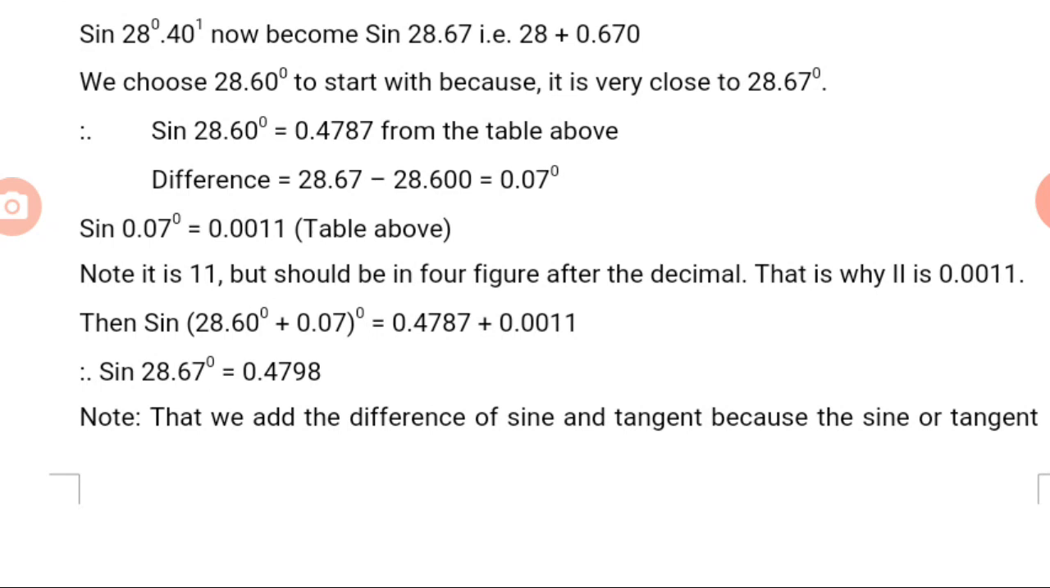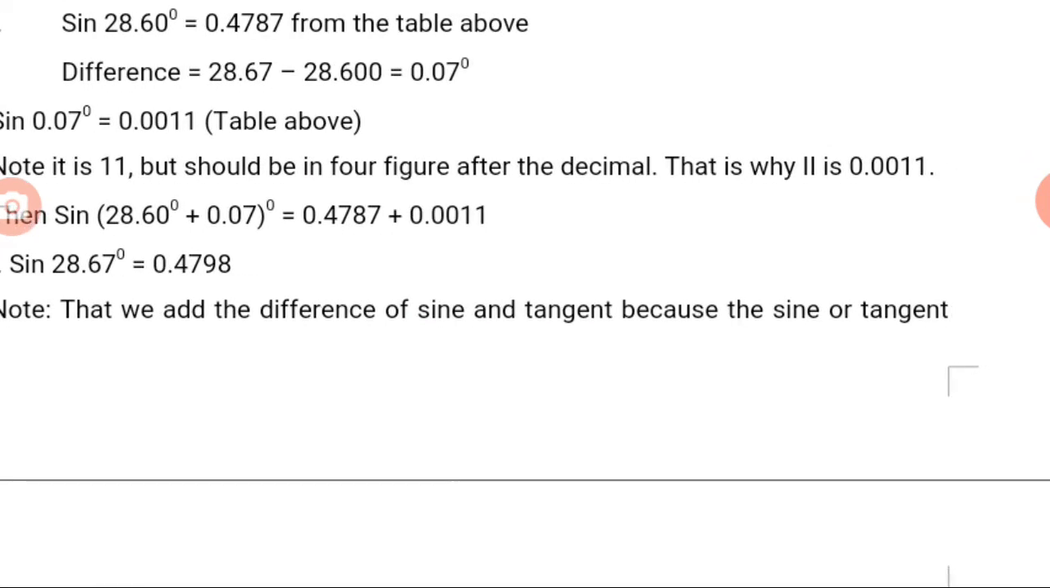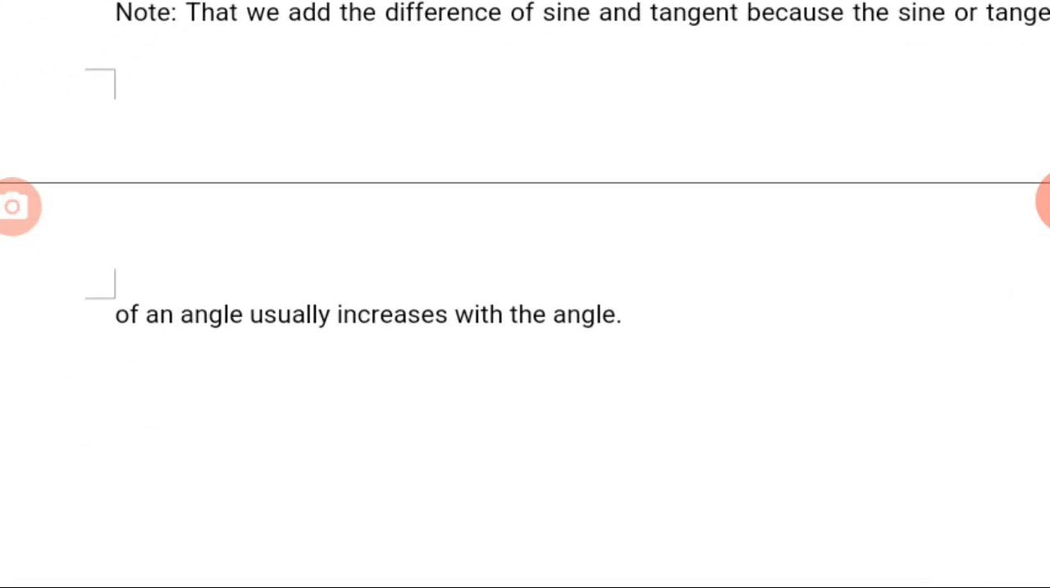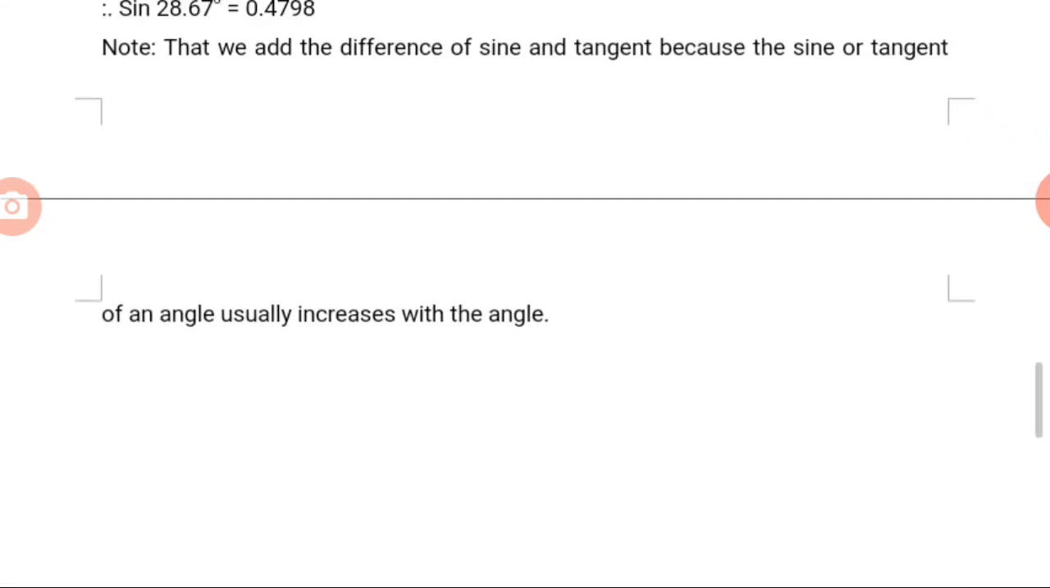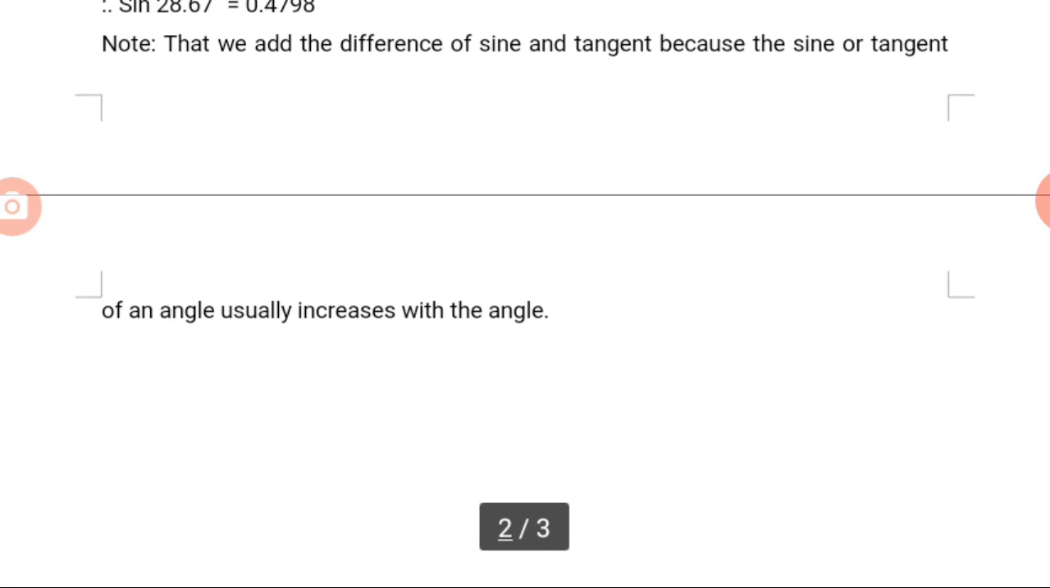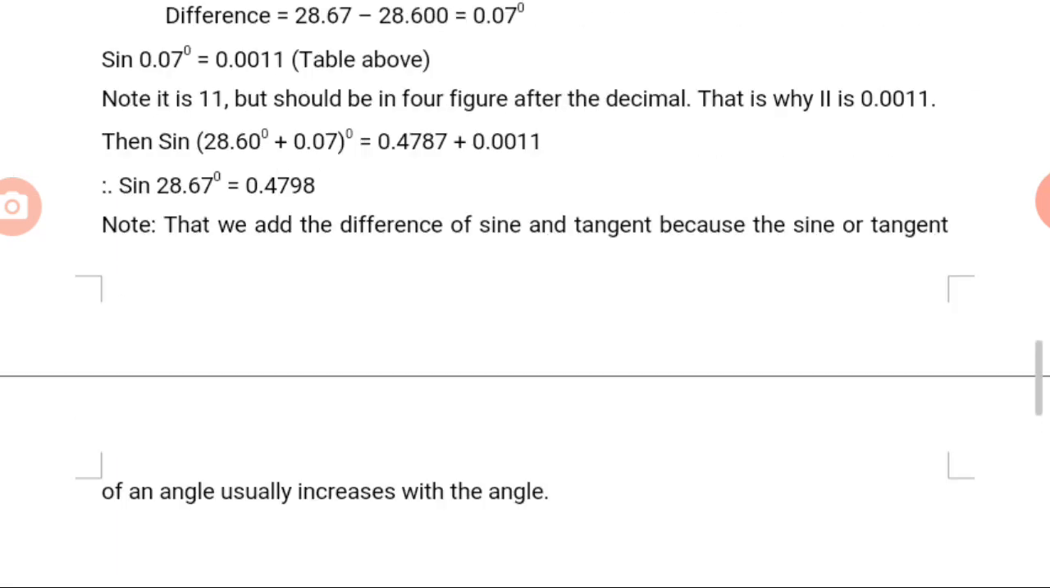Note that we add the difference for sine and tangent, because the sine and tangent of an angle usually increase with the angle. So in the case of sine, we add the difference, and for tangent we add the difference. But if it is cos, what are we going to do? Is that clear? What are we going to do if it is cos?